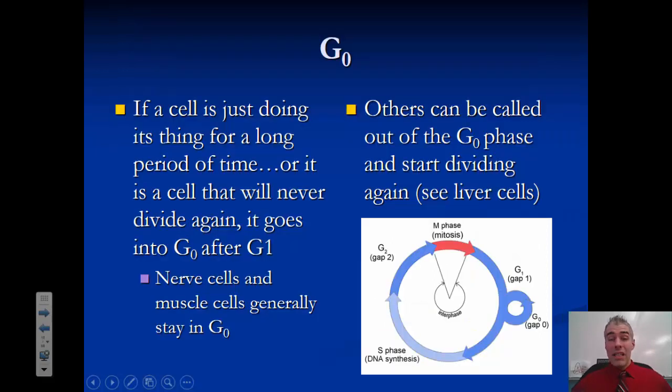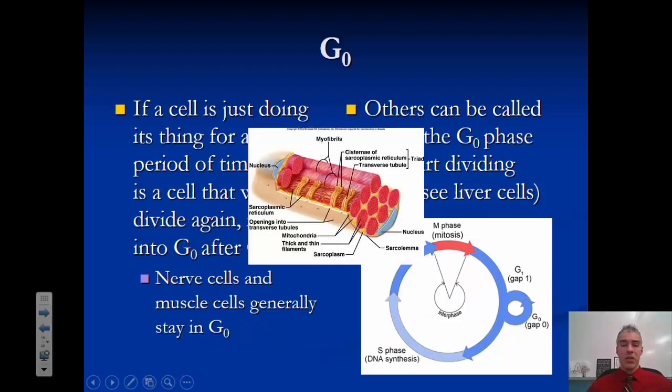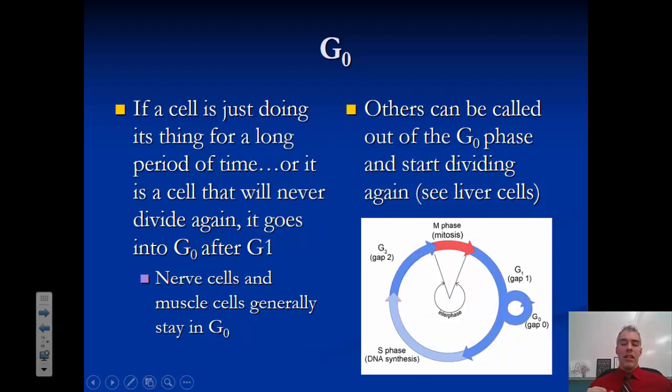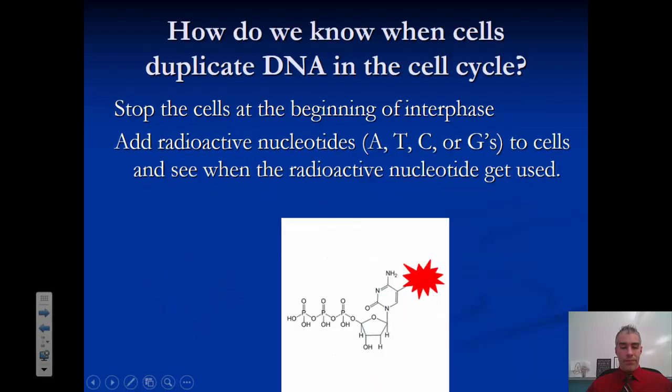Now, many cells will actually go into something called G0. That's when they're not actively dividing anymore. Nerve cells do this, muscle cells do this, other cells do this as well. But let's say there's an injury to some part of your body. The cells will then go from G0 back into G1 and then go into the cell cycle in order to make copies of themselves to repair that damage. So G0 is like a cell is just doing its thing, it's living, it's not even thinking about dividing. So make sure you understand G0.